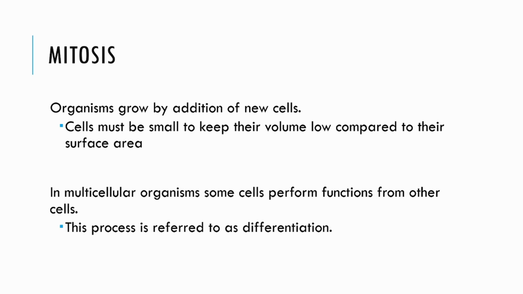When we're looking at these cells within multicellular organisms, we have specialized cells: muscle cells, skin cells, liver cells, and so on and so forth. Each of these performs very specific functions and has specific shapes as well. We call that process differentiation, where these cells have differentiated into specific types of cells that will do specific jobs.